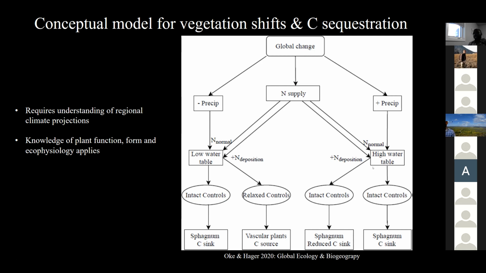The take-home here is that to sufficiently predict how vegetation might shift in this system requires understanding of regional climate projections, where these systems are found, and having knowledge of plant function, form, and ecophysiology also applies here.